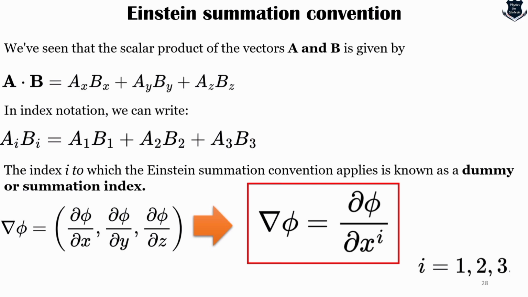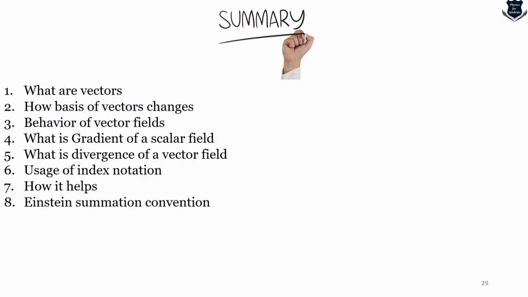So that's it for today's video, and let us summarize quickly what we have learned. We have learned what vectors are, how the basis of vectors changes, behaviors of vector fields, what the gradient is, what the divergence of a vector field is, how we can use index notation, how it helps, and the Einstein summation convention. So we will carry on with this mathematics of general relativity further in the next part. I hope that this video has been quite clear. You have got a fair idea about how this mathematics proceeds, with some very fundamental concepts like the gradient, the divergence, vector fields, basis of vectors, and the Einstein summation convention.